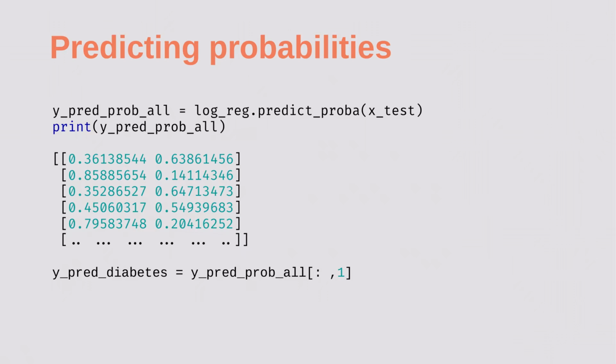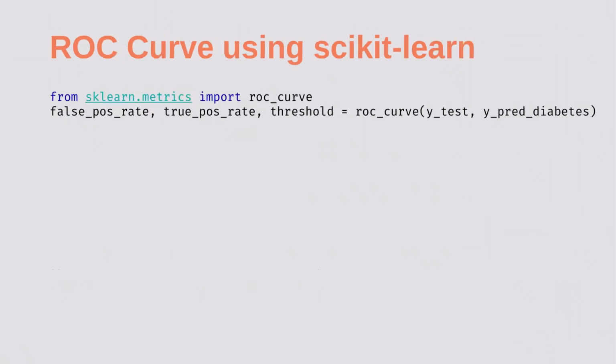The first column is the probability of not having diabetes, and the second column is the probability of likely having diabetes. For example, if we look at the first row, which is the first patient, the model predicts a 63% probability that the first patient will have diabetes. Since we're interested in the probability of diabetes, we are slicing the second column and storing it in a variable called y_pred_diabetes. To plot the ROC curve, we import roc_curve from sklearn.metrics.